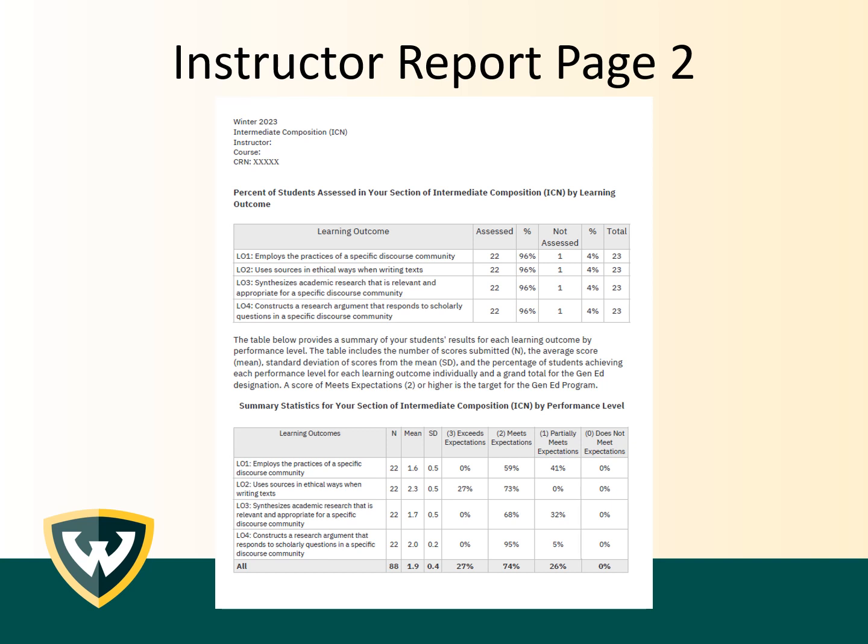Overall, the highest learning performance was for learning outcome 2, as indicated by a mean score of 2.3, and the lowest learning performance was for learning outcome 1, as indicated by a mean score of 1.6. Students seem best able to master learning outcome 2, as indicated by 100% of them meeting or exceeding expectations for this learning outcome. On the other hand, students seem to struggle more with learning outcome 1, as 41% of them did not meet expectations for the learning outcome.